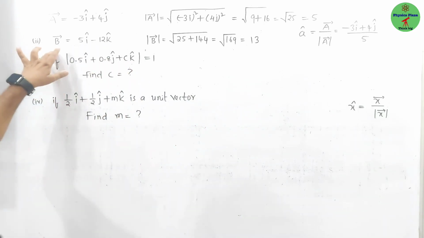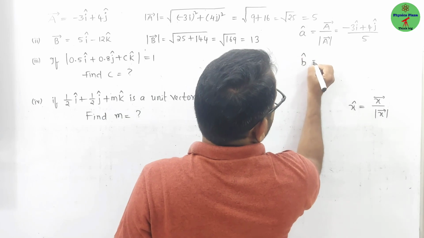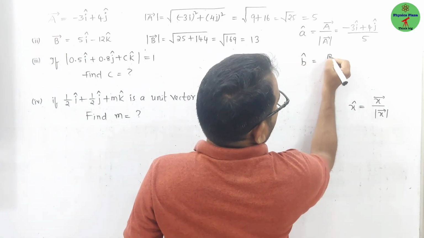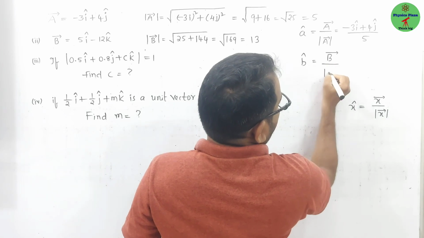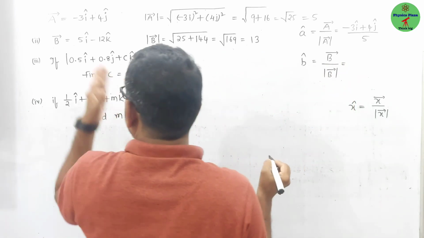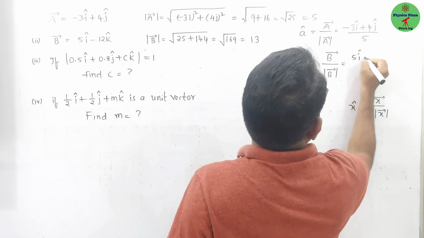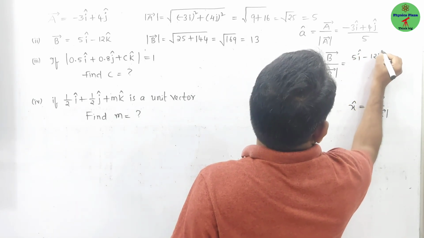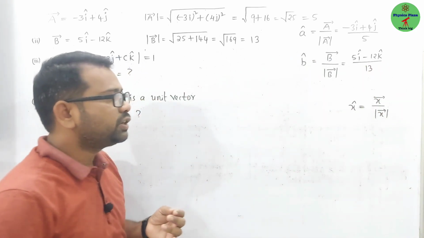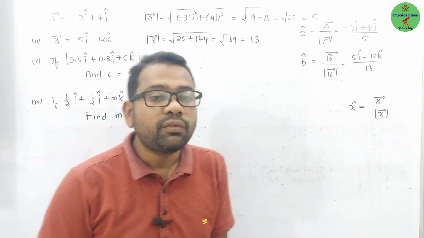Now let us write it. Let b cap be the unit vector of this vector, then it is going to be the vector divided by its own magnitude. So this will be how much, children? 5 i cap minus 12 k cap divided by 13. So this is how we can calculate the unit vector of a given vector.